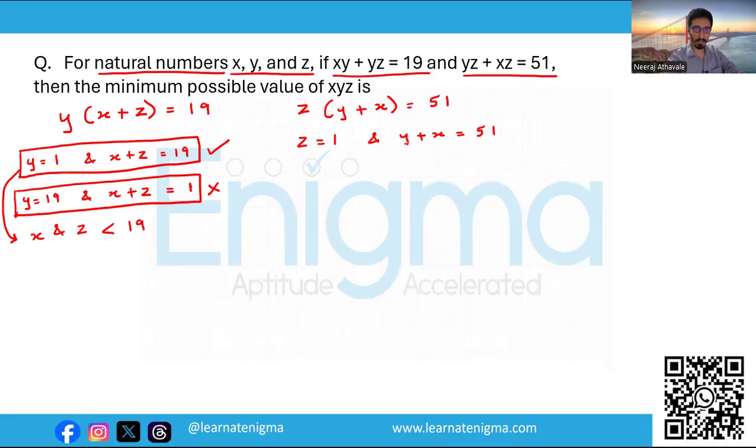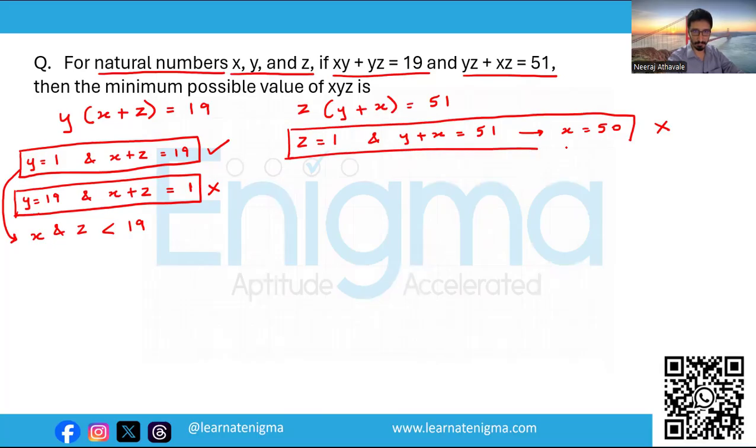Right? Now y is equal to 1. So over here we get x is equal to 50, which is not possible, and therefore this case gets eliminated. Okay. So in this case we assumed z equal to 1 and this bracket is 51, out of which y is 1 and therefore x becomes 50. But as per this data, x and z should be less than 19 and therefore we have eliminated this scenario.